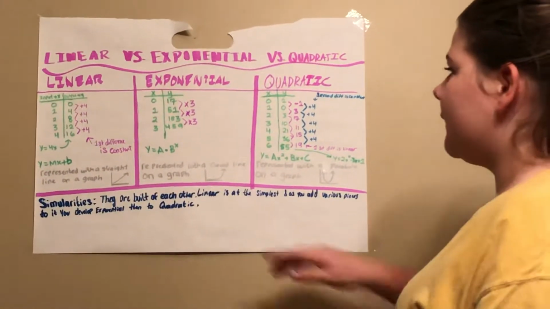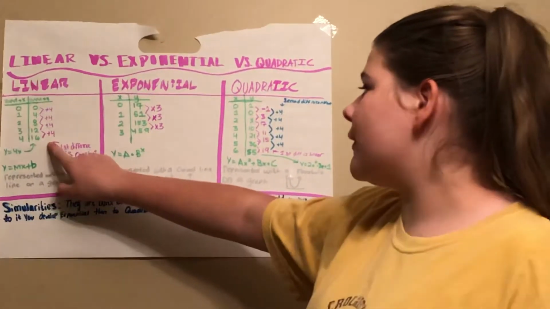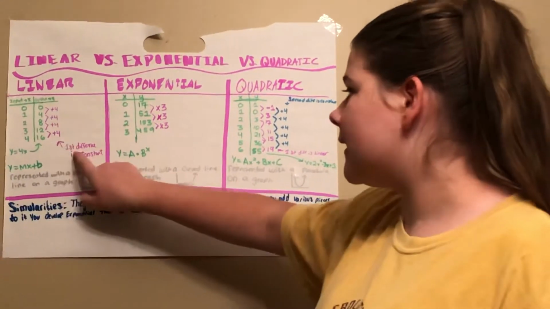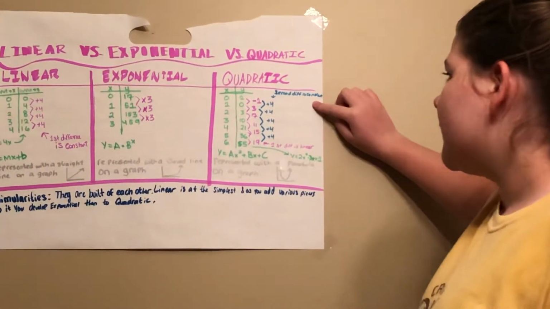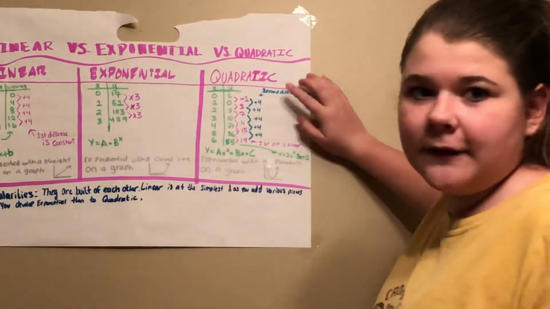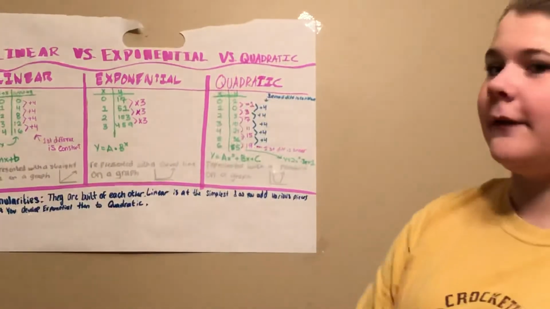And if you think about it, the quadratic is built off of the linear, because as you notice, we are using addition as our first difference is constant here, but here our second difference is constant. So we still use that adding or subtracting in the tables. And that's the difference.